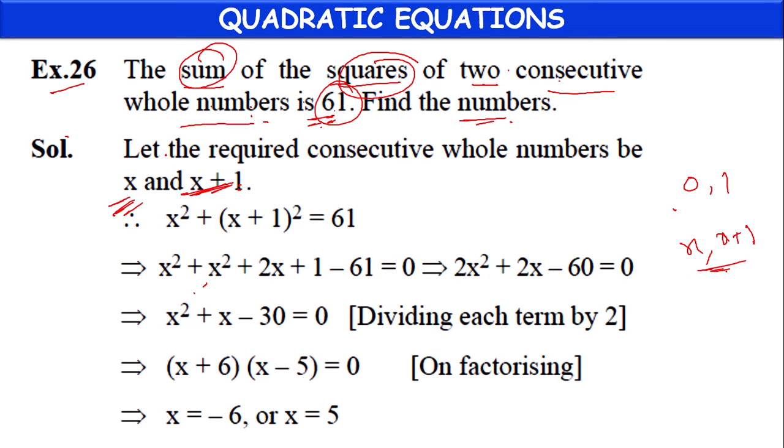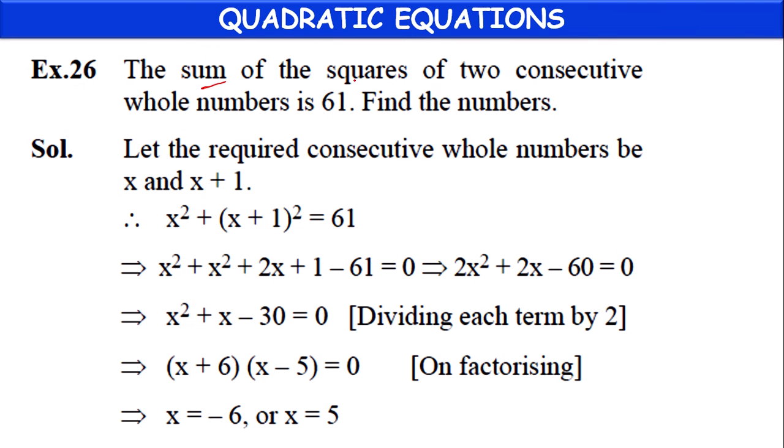So let the consecutive whole numbers be x and x plus 1. Then the sum of squares means x square plus (x plus 1) whole square. We have to take their sum, which is equal to 61. So the given statement can be written in the form of this equation. This is to be simplified and solved.